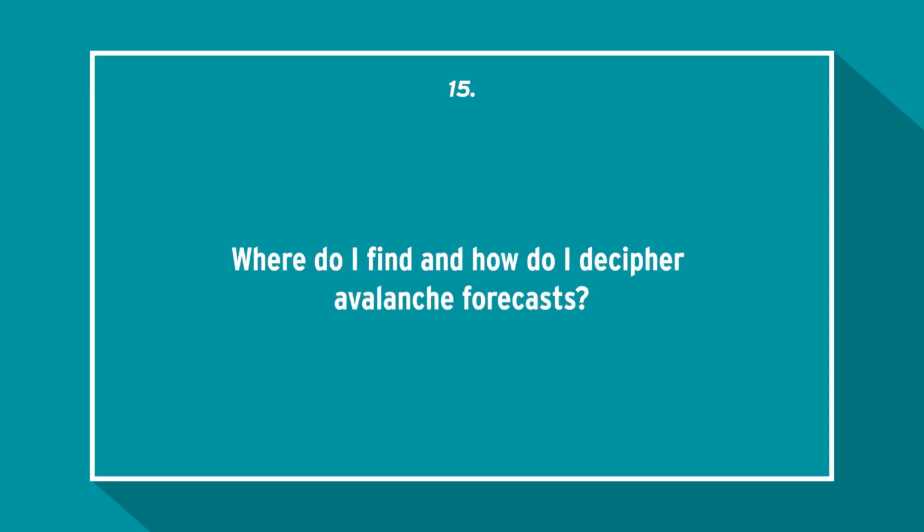Where do I find and how do I decipher avalanche forecasts? The go-to website where you can find all the avalanche information centers across the country is called avalanche.org. And it's a nonprofit organization that has a number of resources on there that can help you target your own and your closest avalanche information center. There's a number of things that you'll find on these sites. And one is going to be what the hazard is for the day and that's going to be on a scale from 1 to 5, 1 being low, 5 being extreme.